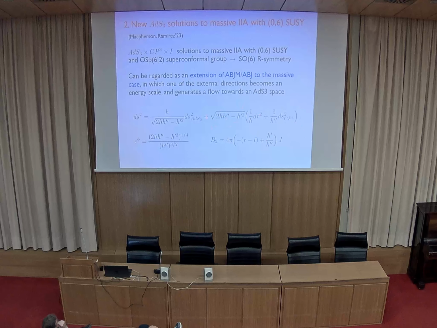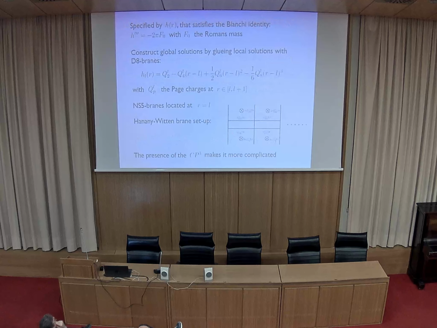We also have all the fluxes that you can have turned on in massive IIA: F0, F2, F4, F6. I'm not giving the explicit expressions to match the slide. And this means that we are going to have, besides these NS5 branes that I was saying are located at r equal L, D2, D4, D6 branes, and we have the D8 branes. So in particular, the D8 branes play a very important role. This function H satisfies a Bianchi identity, which involves its third derivative in terms of the Romans mass. So this is going to be a cubic.